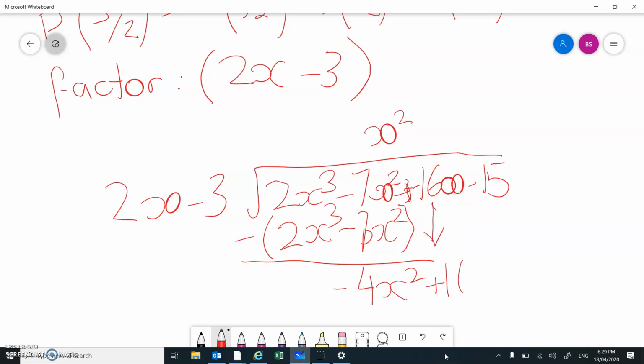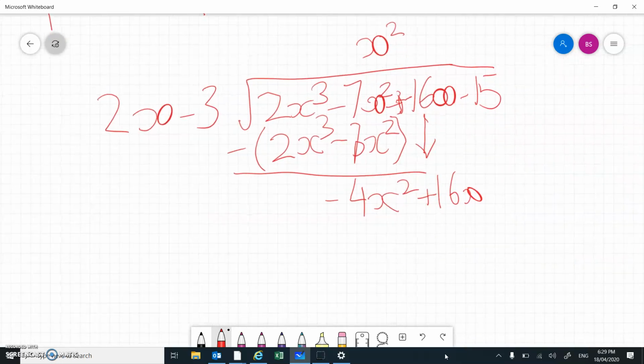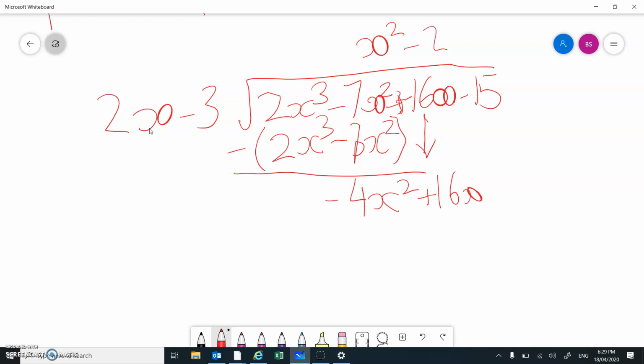That's where we bring the plus 16x down. Then we work with this line here, and we say minus 4x squared divided by 2x is minus 2x. We then do our check. Minus 2x times 2x gives us minus 4x squared. Once you've multiplied it by that first term, you need to multiply that by the second term there. So minus 2x times minus 3 gives us positive 6x.